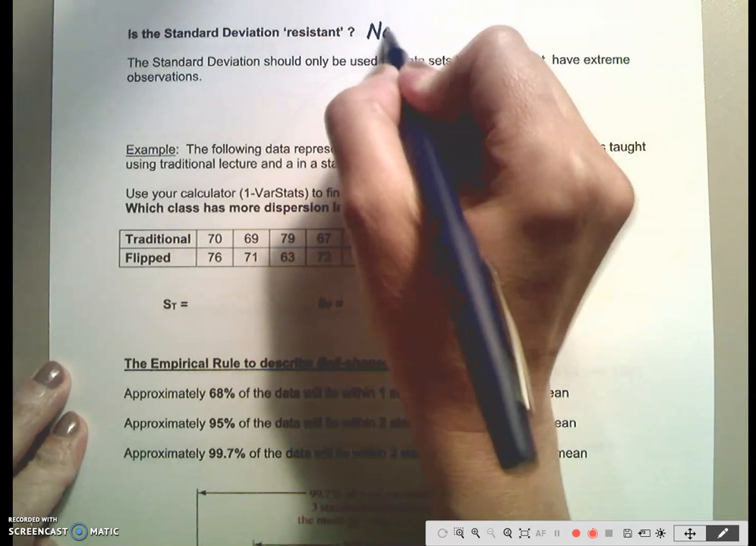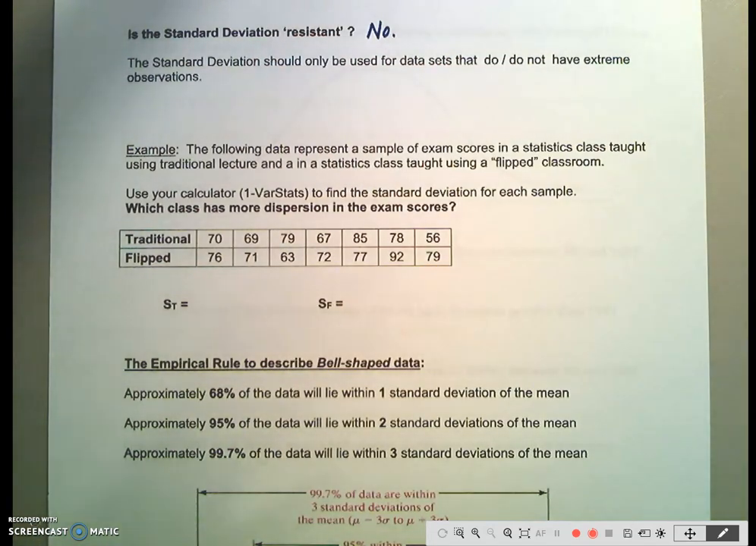The answer is no. Because, like I said with my example of ages, if we were all 25 years old and then a 90-year-old walked in the room, that standard deviation formula is going to use that 90-year-old in the calculation, and it's going to go crazy big, right? It's going to think that the spread is huge when really there might just be one person that's 90 and everybody else is 25. So the standard deviation should only be used for data sets that do not have extreme observations. If you don't have any crazy outliers, then go ahead and use standard deviation. Otherwise, if you do have outliers, there's something else you need to use, but we haven't seen that yet. We'll see it in a future section.